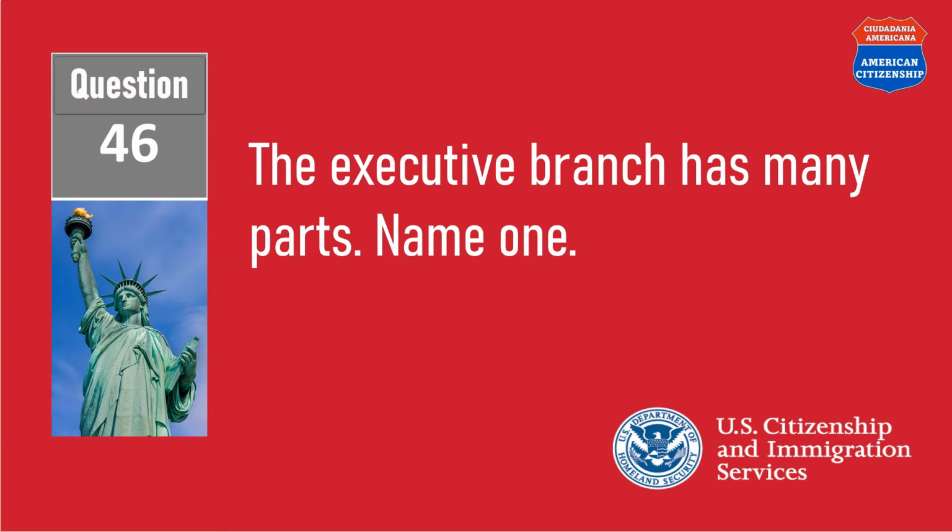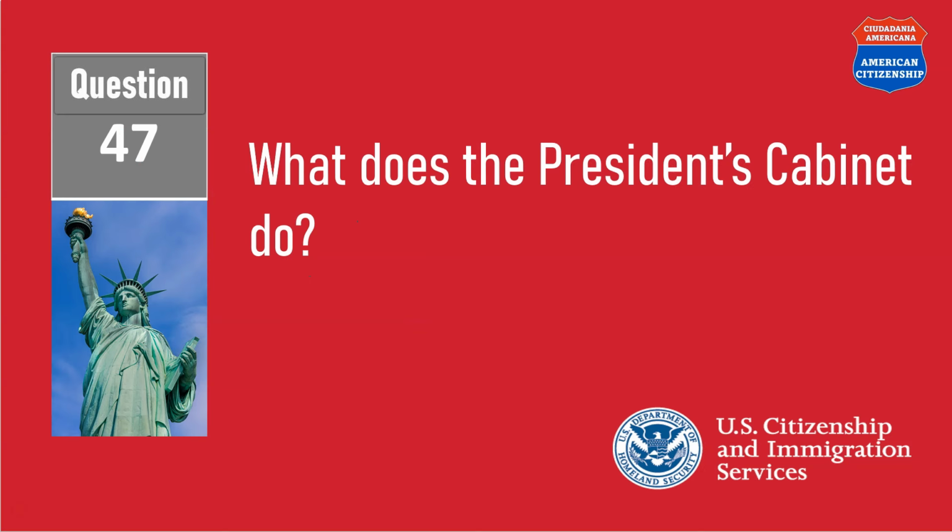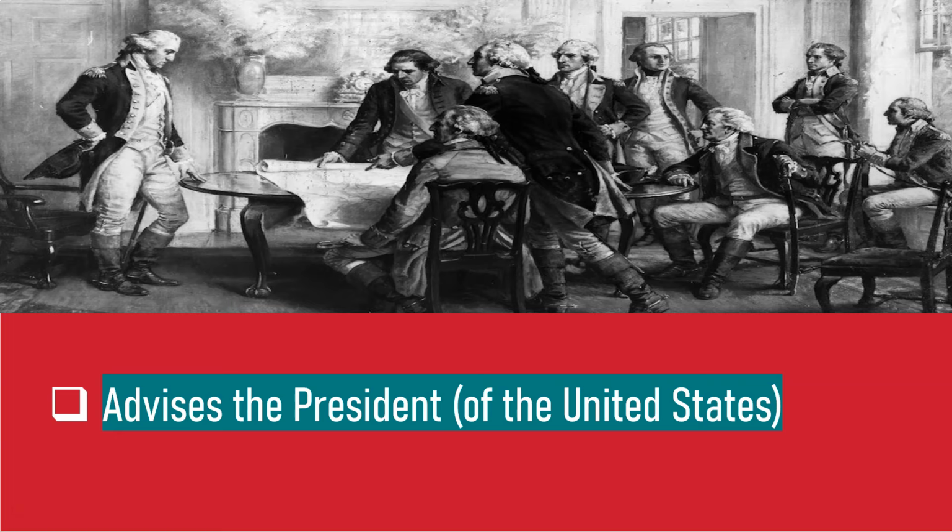The executive branch has many parts. Name one. The President of the United States. What does the President's Cabinet do? Advises the President of the United States.